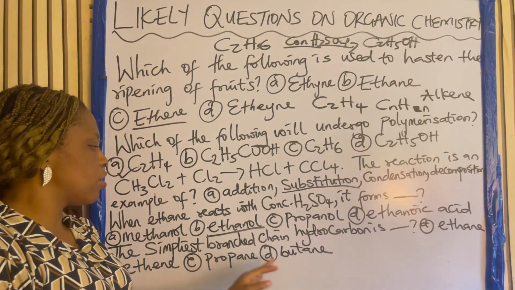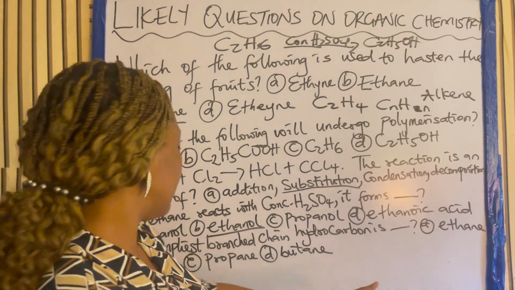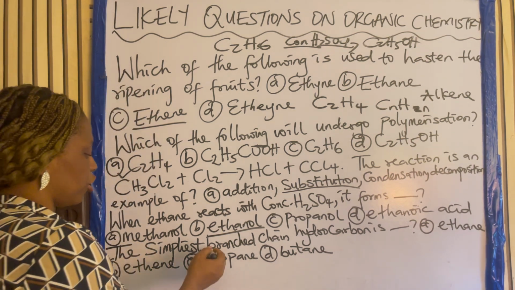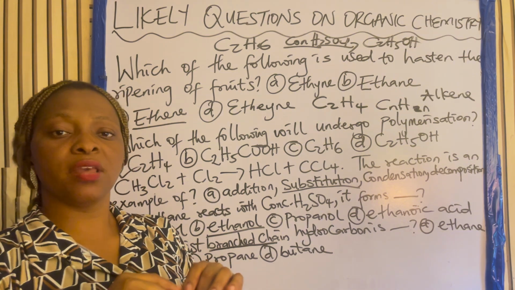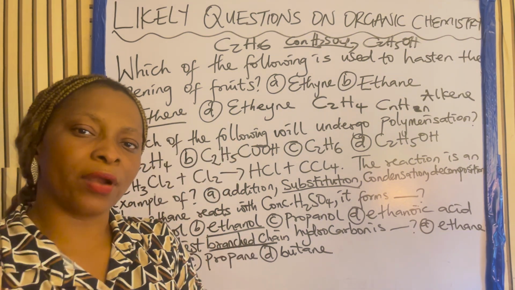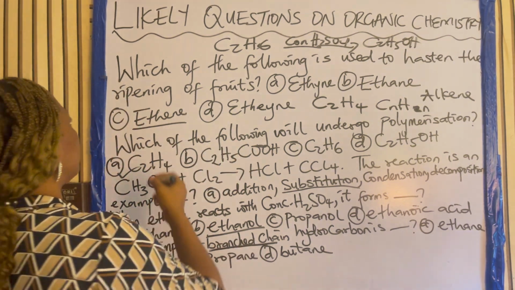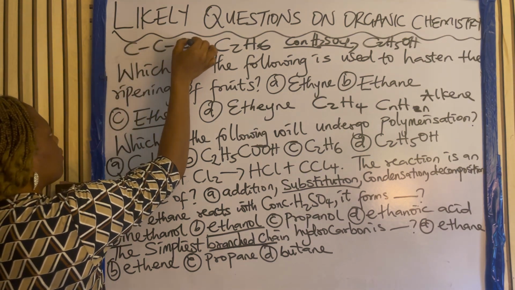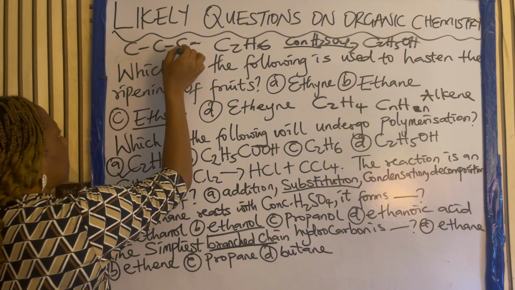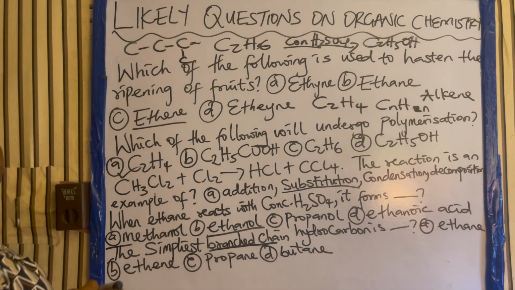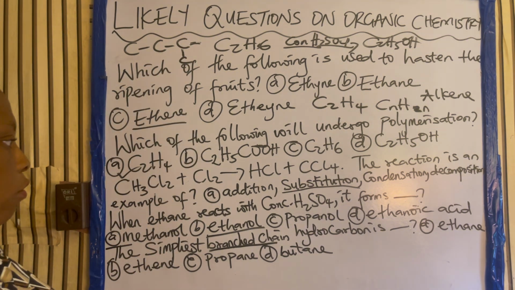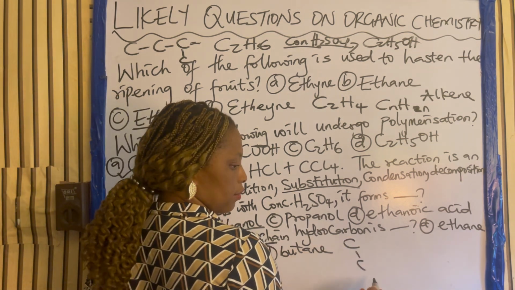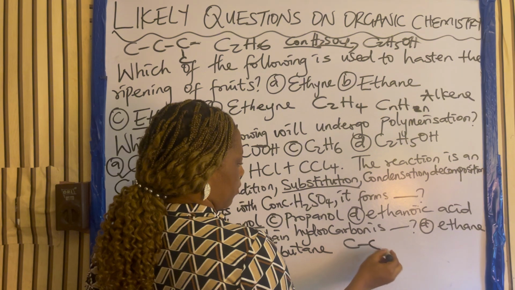The simplest branch chain hydrocarbon is dash. Ethane, propane, butane. Now, when you hear branch chain, what comes to your mind? Branch chain means it is something that can have a branch. Look at what we mean. Branch chain means something like this. This is what we mean by a branch chain. So ethane has 2 carbons. You cannot make it a branch chain like this. It cannot be a branch chain.